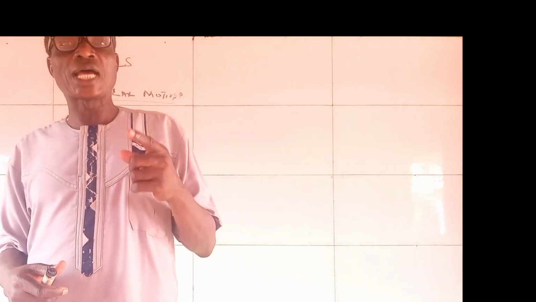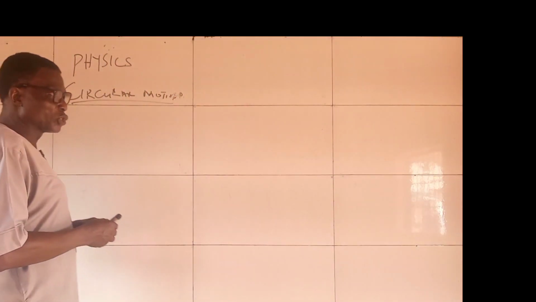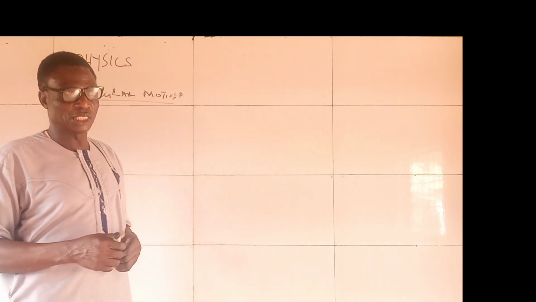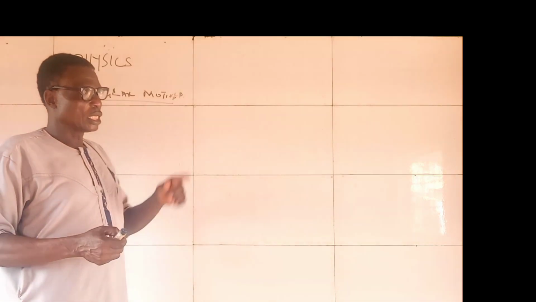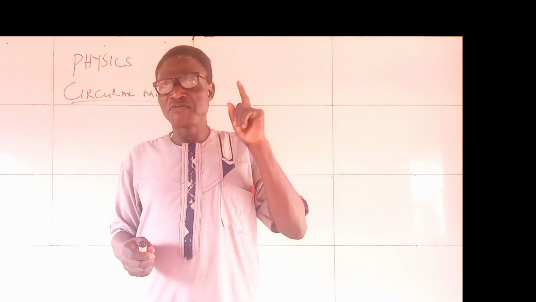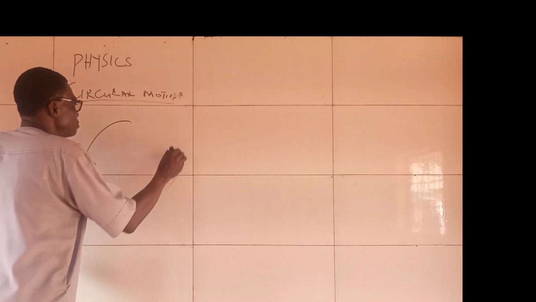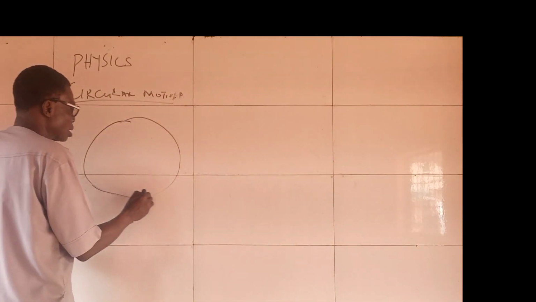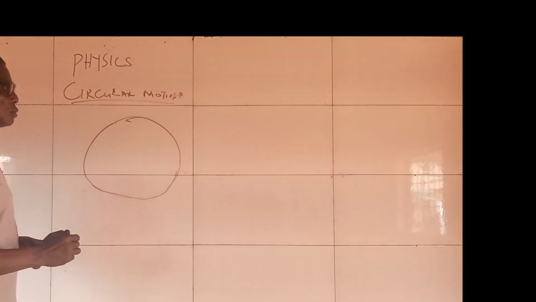And when we talk of a motion round a circle, the simplest form of circular motion is constant regular motion, or a motion with a constant speed. A motion with a constant speed has a speed, but the velocity is different. Let's look at it this way. This is a circular motion, or this is a circle. This is a complete circle.